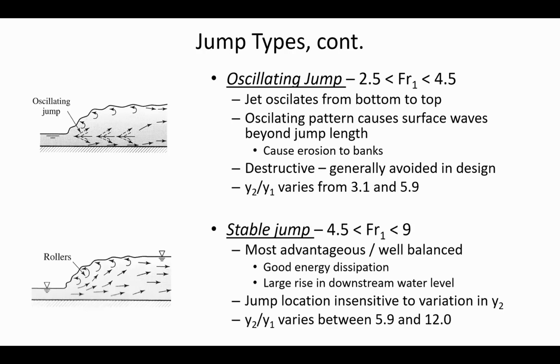Stable jumps are preferred because if you look at the velocity arrows here, none of them are going down into the channel. They're going up through the water, and so the energy is being dissipated into itself instead of there being a big exertion of shear stress onto the channel. And so a stable jump with a Froude number between 4.5 and 9 is considered pretty advantageous. You're having a big transition in the depth, and the jump location is insensitive to variation in the depth, and so where the jump sets up isn't going to be as affected by the changes in downstream depth.